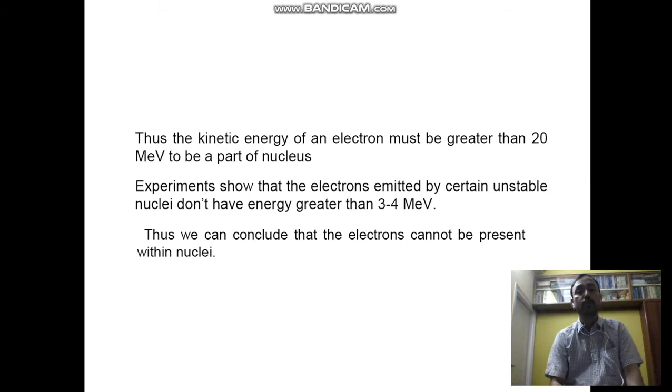Experiments show that the electrons emitted by certain unstable nuclei don't have energy greater than 3 to 4 MeV. Thus, we can conclude that electrons cannot be present within nuclei.